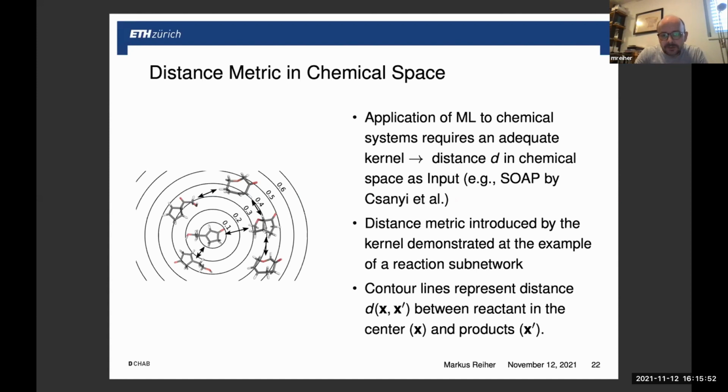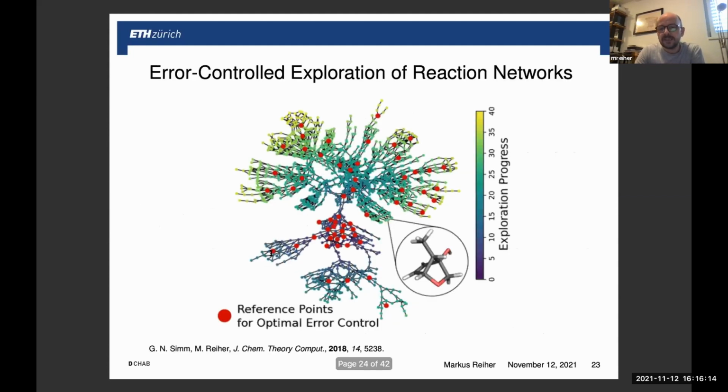And SOAP allows us to tell how similar, given one node in our reaction network, other nodes in the network are compared to this node. And say, if you now have reference data for this node in the center available, you can use the Gaussian process to tell you how much you can say for those molecules which are to a certain degree similar to the one for which you have the reference data.